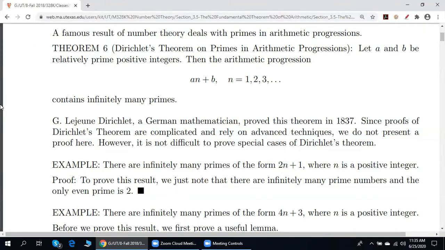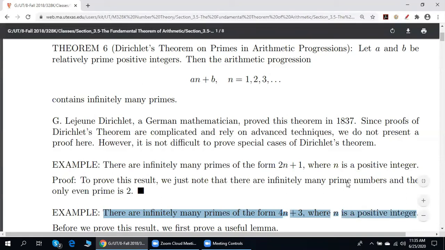Now let us discuss a significantly harder to prove particular case number 2. Here is example 2. Suppose a is 4, b is 3. There are infinitely many prime numbers of the form 4n plus 3, where n is a positive integer.